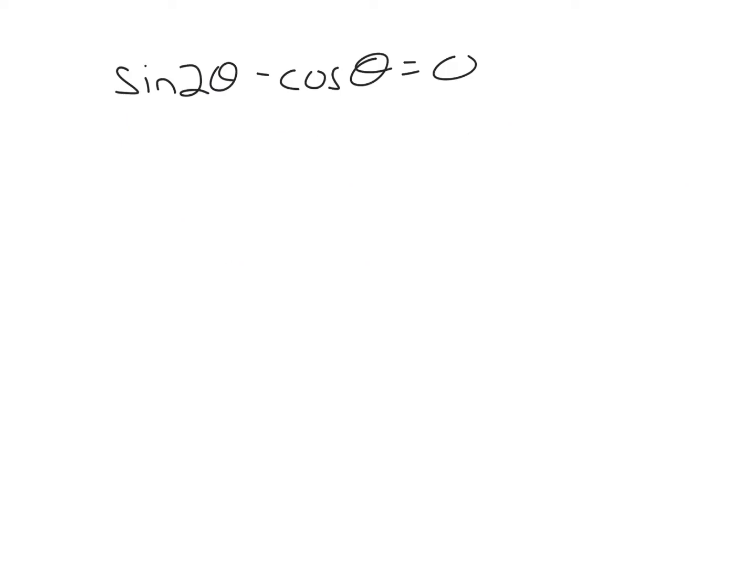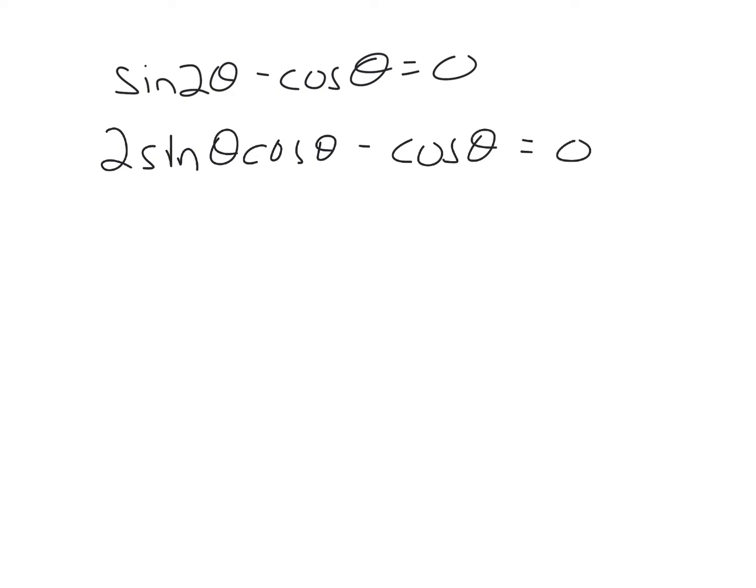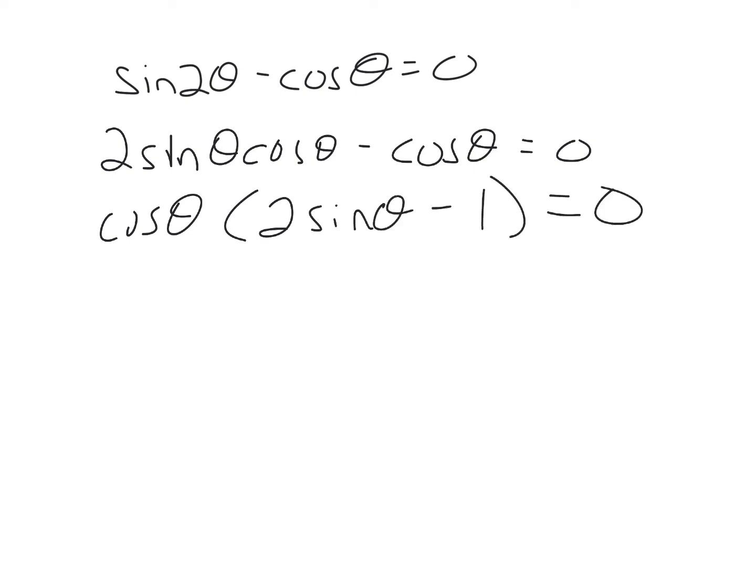Second example, we've got sine of 2 theta minus cosine of theta. What we see here, it should be a little familiar from last chapter, is we have a double angle formula, right? So what's the double angle formula for sine? Well, it's 2 sine theta times cosine theta minus cosine theta equals 0. Once again, we're going to need to factor. So the GCF of these two terms would be cosine theta. And then you're left with 2 sine theta minus 1 equals 0.